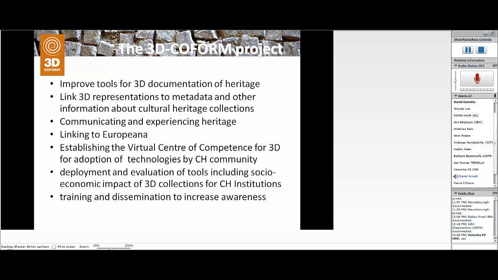Our remit, which came from our project officer at the startup, was to improve the tools for 3D documentation of heritage, to link those representations to metadata, to information on collections, and to provenance data and so on, and then to take it through to communicating and experiencing heritage. We've always been targeted with linking through to Europeana, and that is starting. And then we get onto the other areas of legacy, the establishment of the Virtual Centre of Competence for 3D, which was written in as a deliverable in the original project.